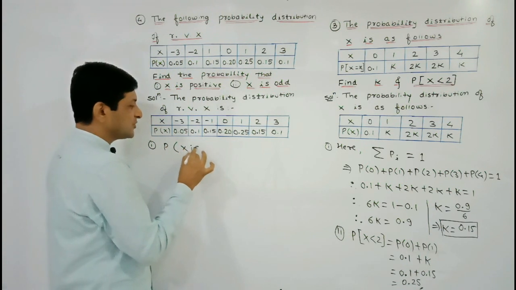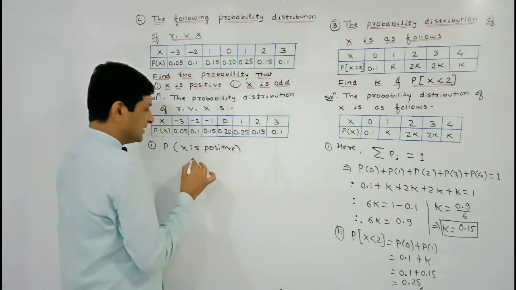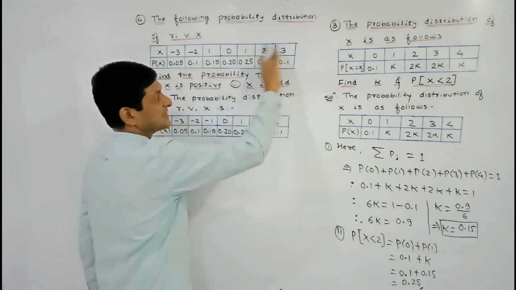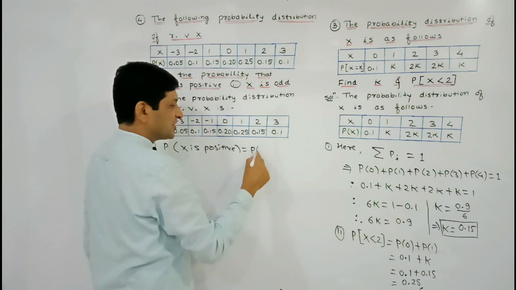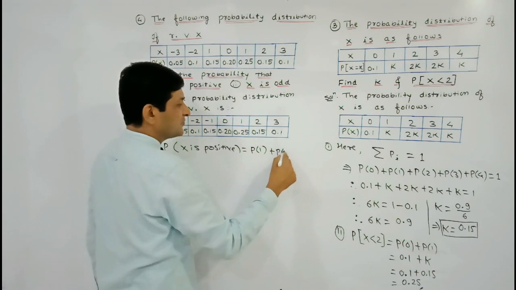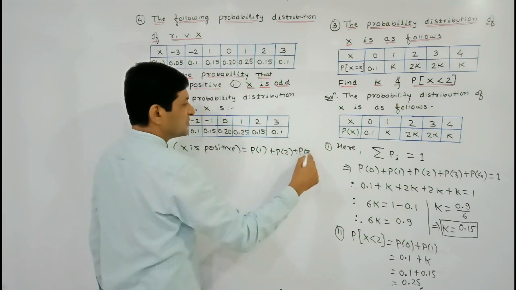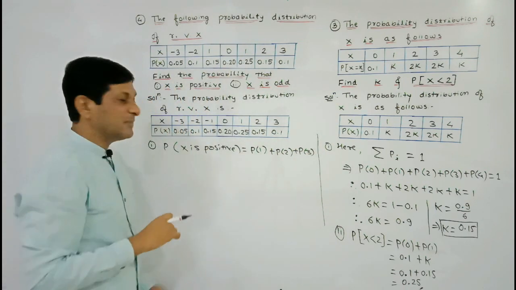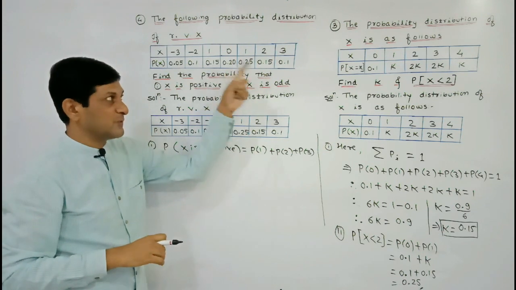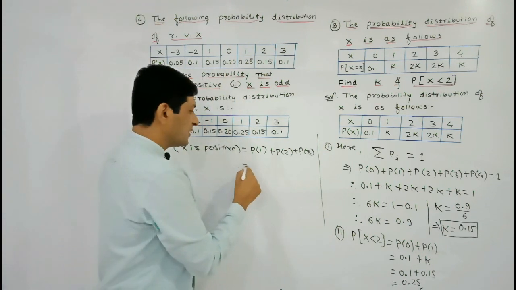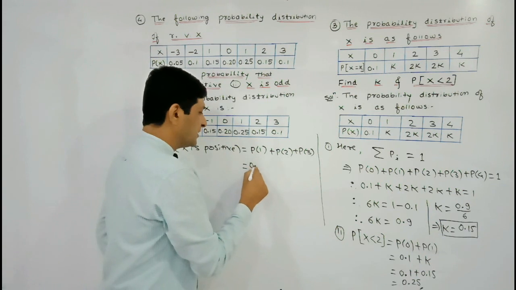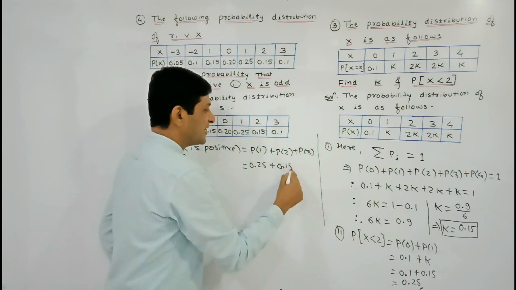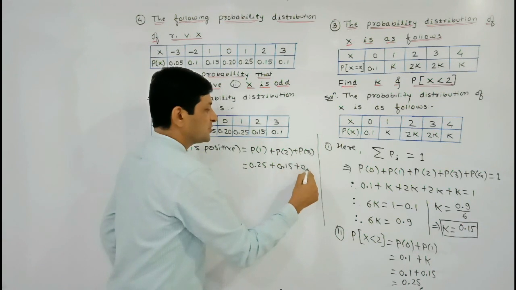Probability that x is positive is equal to, now check in which cases x is positive. Positive means what? Greater than 0. Means here we can say that its value is p of 1 plus p of 2 plus p of 3. Means here only three values of random variable are there which are positive, that is 1, 2 and 3. So which is equal to, now substitute the value of p of 1, that is equal to 0.25, plus p of 2 is equal to 0.15, plus p of 3 will be equal to 0.1.